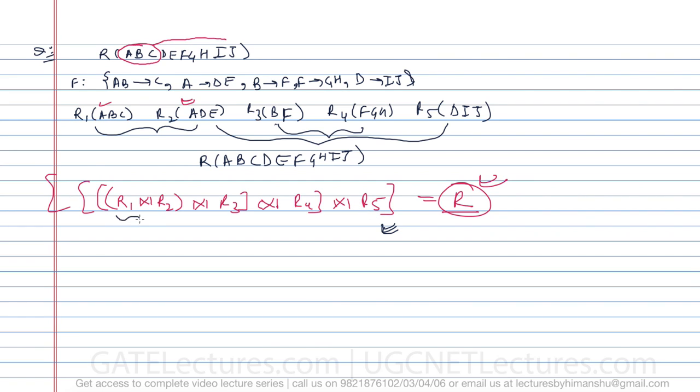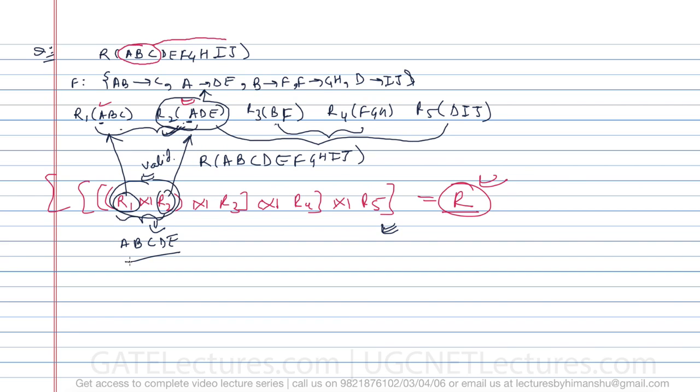So first of all, if you do R1 natural join with R2, in R1 and R2 the common attribute is A, and A is a key attribute in at least one table. From this functional dependency, A is a key attribute in at least this table, therefore this decomposition is valid. Okay, next, we are going to get a relation from here with the attributes A, B, C, D and E, because R1 contains the attributes ABC and R2 contains the attributes ADE.